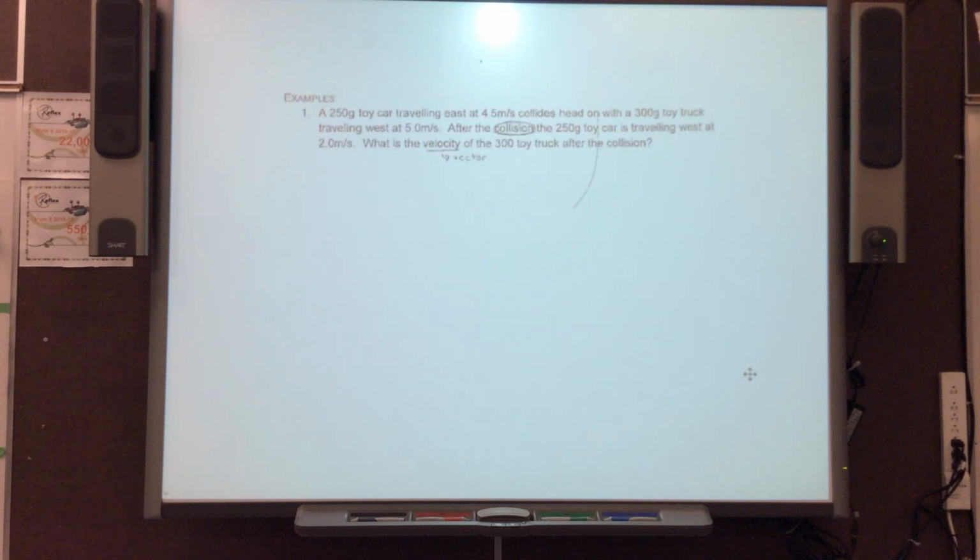So a 250-gram toy car traveling east at 4.5 meters per second collides head-on with a 300-gram toy truck traveling west at 5 meters per second. After the collision, the 250-gram toy car is traveling west at 2 meters per second. What is the velocity, paying attention that that's a vector quantity, of the 300-gram toy truck after the collision?